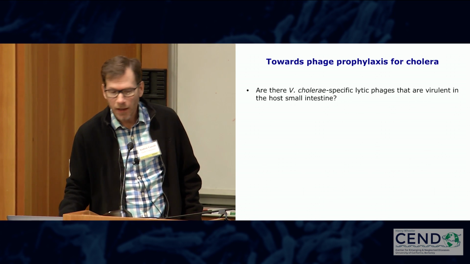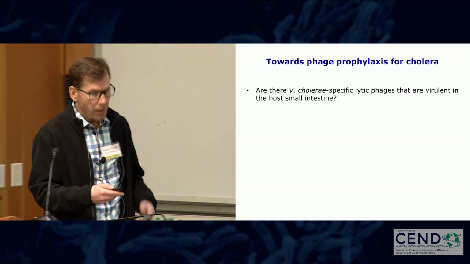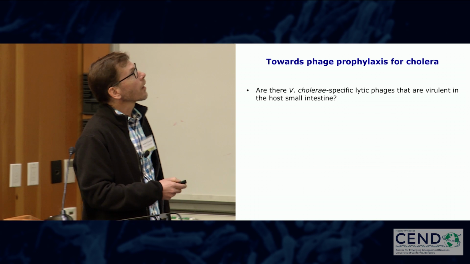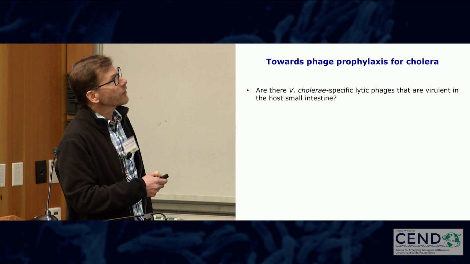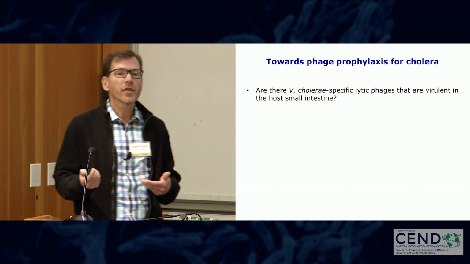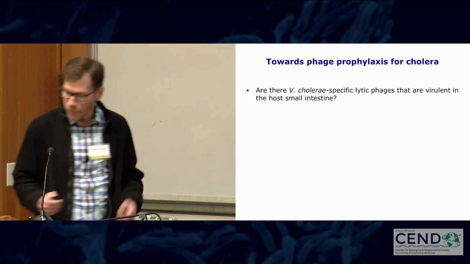And so in thinking about prevention or prophylaxis using phages for cholera, there are a number of questions that we've asked. First of all, are there Vibrio cholerae specific lytic phages that are virulent in the host small intestine? And as Kim said, Felix d'Herelle basically discovered this 100 years ago. So the answer is yes.